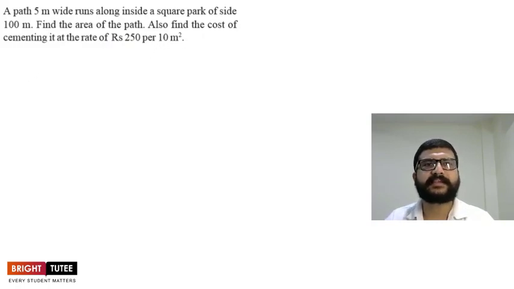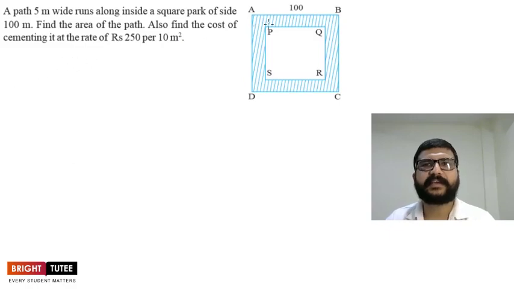Now for reference, we can consider this figure. So here ABCD is a square of side length 100 meters, which is representing a square park, and this shaded region is a 5 meter wide path inside the square park. Now what we have to find, first of all we have to find the area of the path. Now how to find the area of the path?